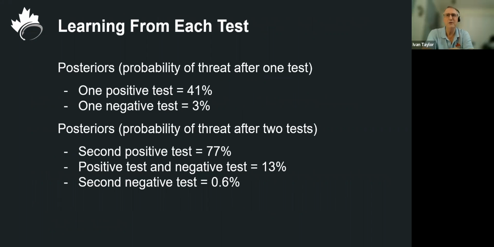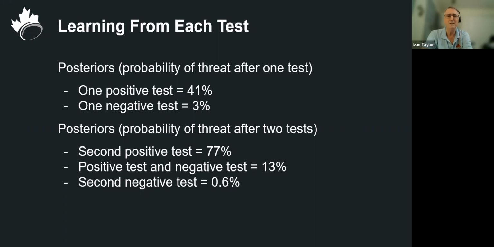As I said, you're learning all the time. With each test, you're getting a better estimate of the priors and therefore a better estimate of the posterior. Another way you can learn is by doing multiple tests on the same threat. So here's an example of two different tests that have the same characteristics that are applied to the same threat.